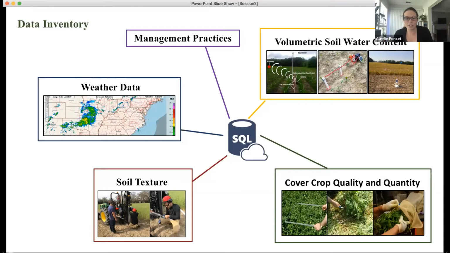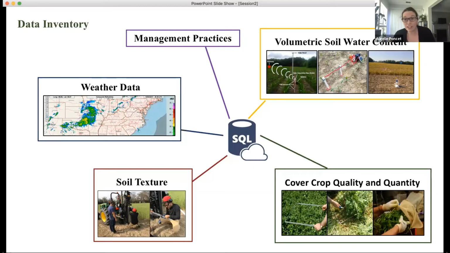Then we used the system that Alondra and Harry built to measure volumetric soil water content throughout the cash crop growing season in both treatment and within the soil profile. We also collected data about cover crop quality and quantity, so fresh cover crop biomass as well as decomposing biomass, like Resham talked about earlier.